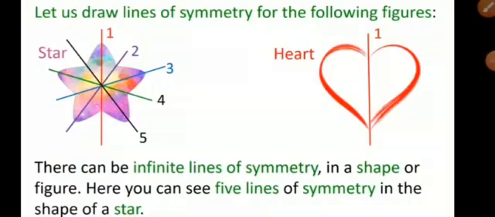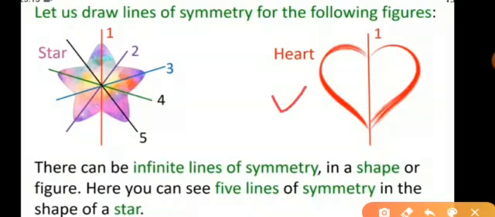Let us draw lines of symmetry for the following figures. There can be infinite lines of symmetry in a shape or figure. Suppose I want to draw line of symmetry in this heart figure. So here I can draw only one line of symmetry, that is vertical. And let us check for this star figure. Here I can draw 5 lines of symmetry for star.